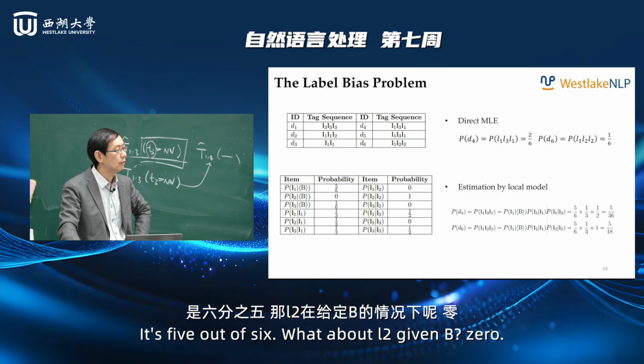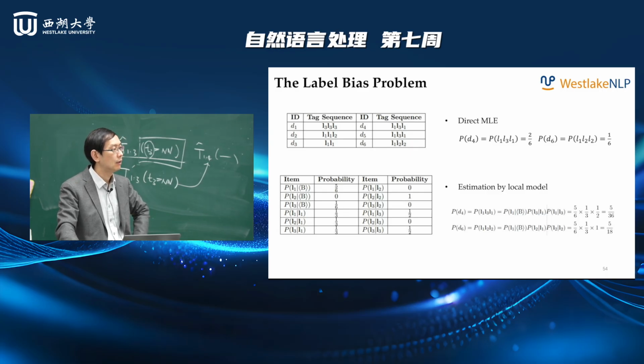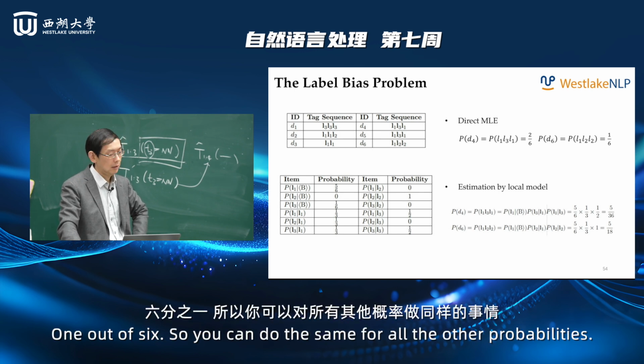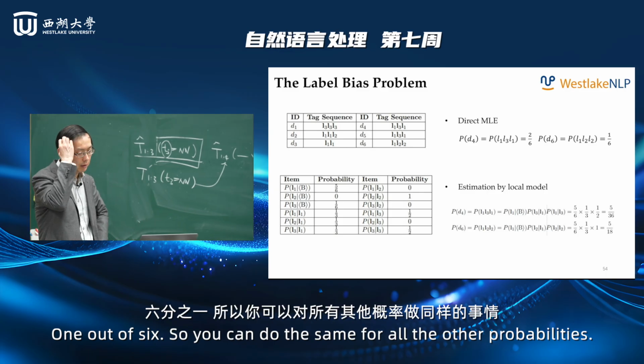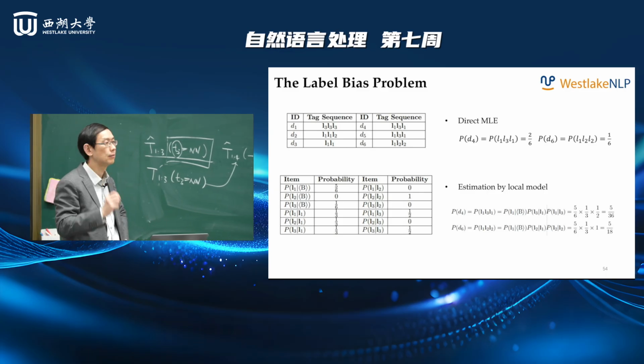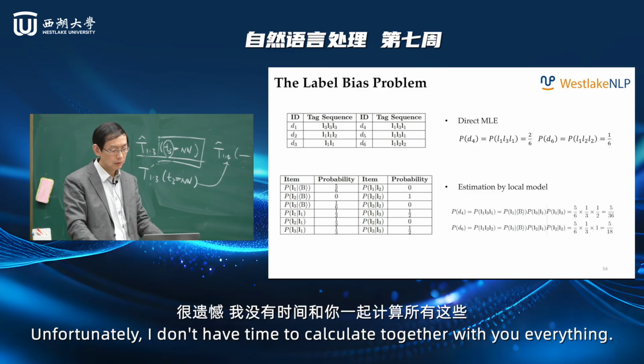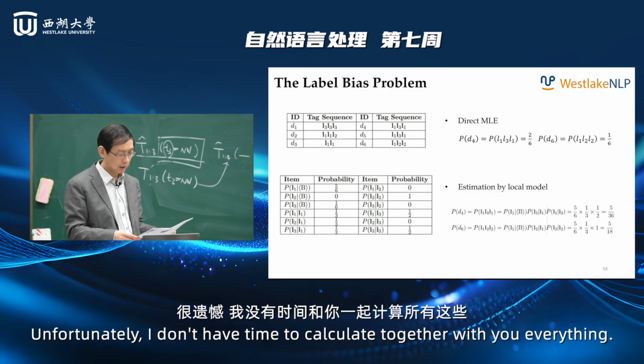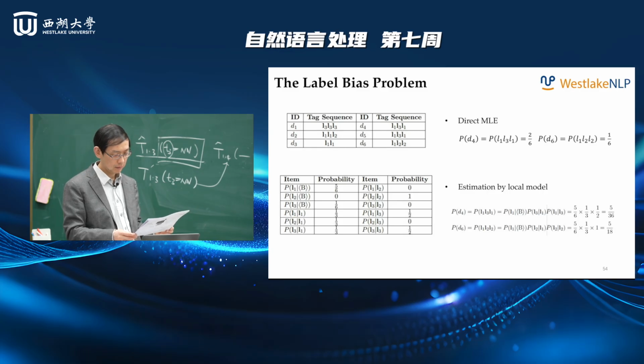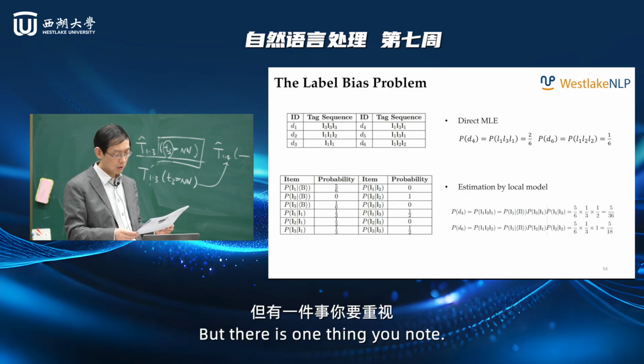What about L2 given B? Not. 0. What about L3 given B? 1 out of 6, right? So you can do the same for all the other probabilities. Unfortunately, I don't have time to calculate everything together with you, okay? But there's one thing you note.